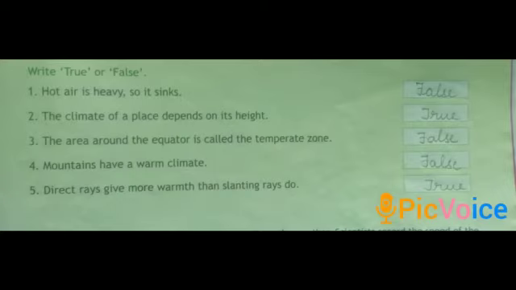So it is true. Third one, the area around the equator is called temperate. Is it true, children? No, it is false. The area around the equator is called torrid zone. Then fourth one, mountains have warm climate. Is it true? No, this is also false. Mountains have very cold climate. Fifth one, direct rays give more warmth than slanting rays. Is it true? Yes, it is true. Direct rays give more warmth.